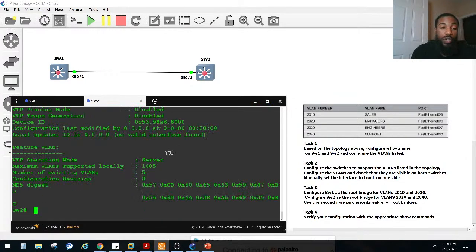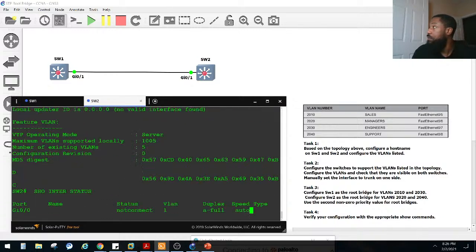See? So what else are we going to do? We need to put some ports in those VLANs, right? So we are going to do show interface status.